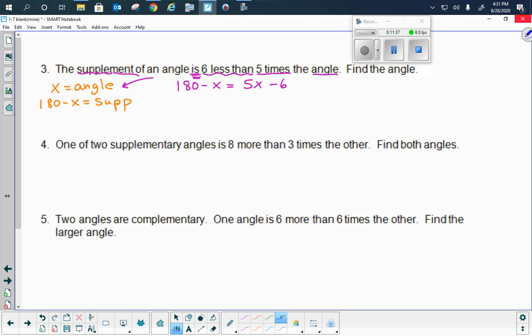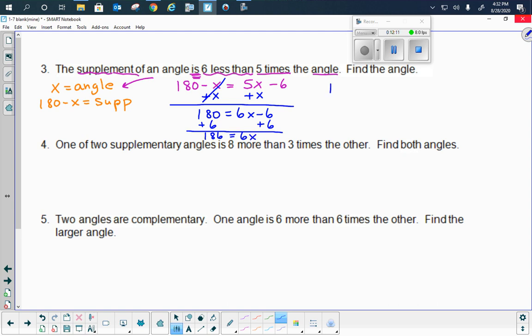I'm going to go ahead and say I want positive x's. So I'm going to move the positive x to the right-hand side. That cancels, leaving me with 180 equals how many x's? 6 of them. So 180 equals 6x minus 6. Since I worked to get the x on the right side, I'll now move the negative 6 by adding it. So now I'm at the point of 186 equals 6x.